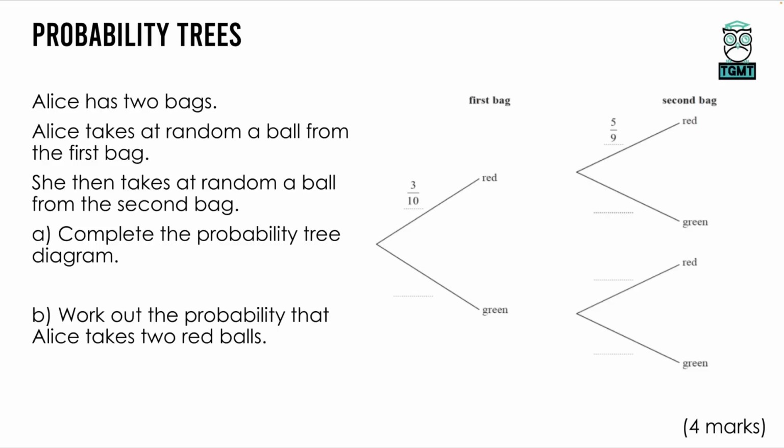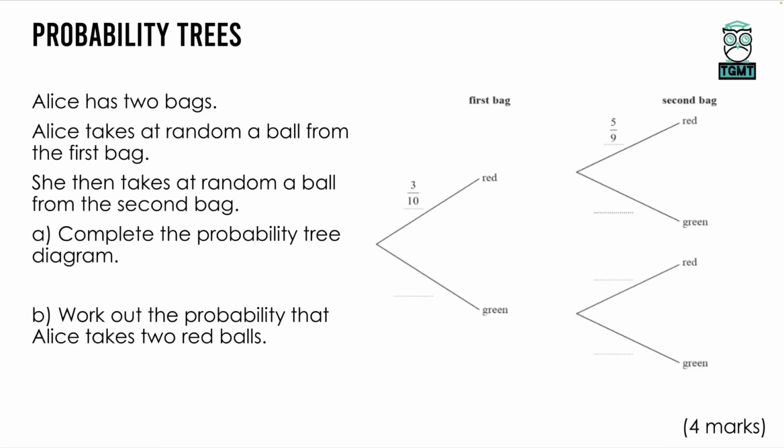And onto a probability tree. Alice has 2 bags. Alice takes at random a ball from the first bag, which we can see on the probability tree, 3 out of 10 for red, we don't know green. She then takes at random a ball from the second bag, which we can see 5 over 9 for red, but we don't know green. Complete the probability tree diagram.